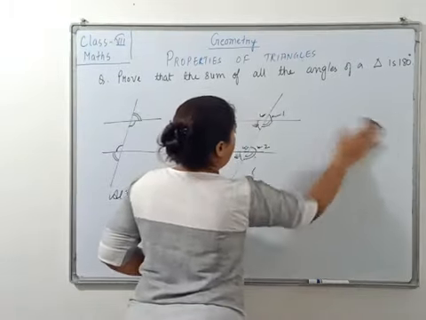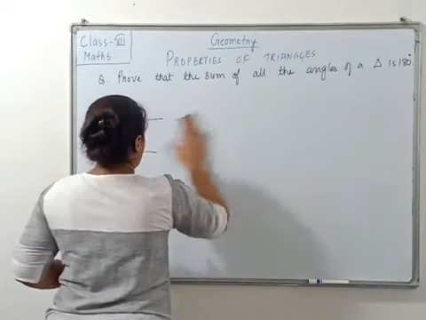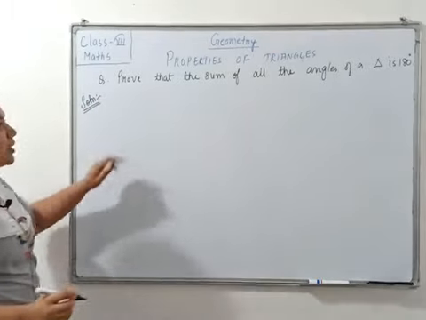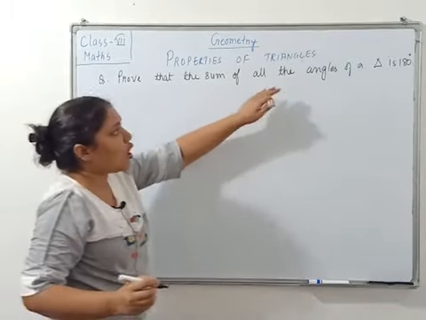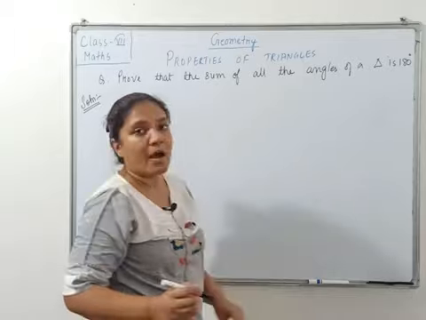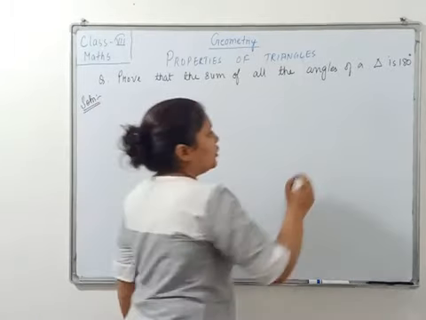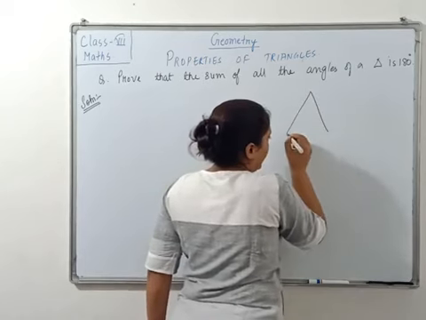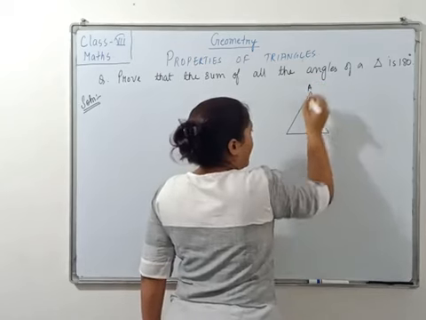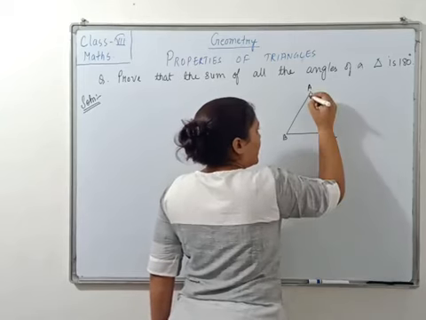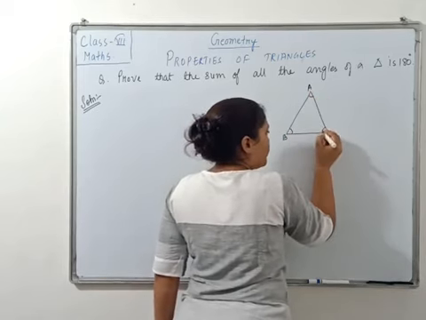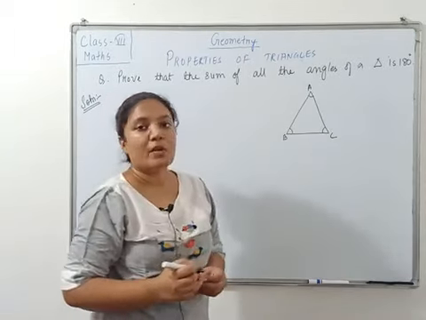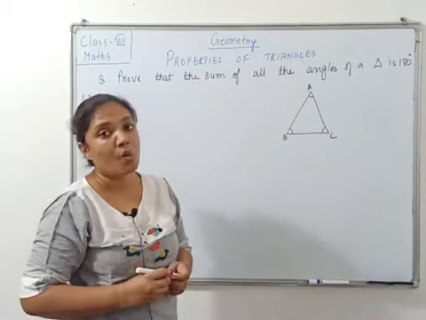Now let us start our solution. How will you start? What is your question? Let's read the question. Prove that the sum of all the angles of a triangle is 180 degrees. Now what you have to prove? I am drawing here one triangle. Okay, this is my triangle, triangle ABC. Now what I have to do? I have to prove that angle A plus angle B plus angle C is equal to how much? 180 degrees.